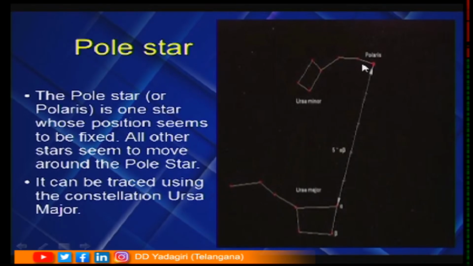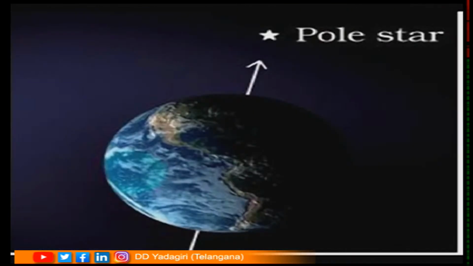Now, how can you say that the pole star is not moving? Just look at this picture, children. Exactly on the north axis, you can find the pole star. So, people living everywhere on the earth, you feel that the pole star is always fixed at the north, and this pole star will help the navigators to find the north pole, the north direction on the earth.